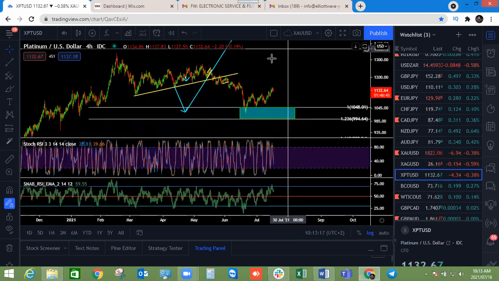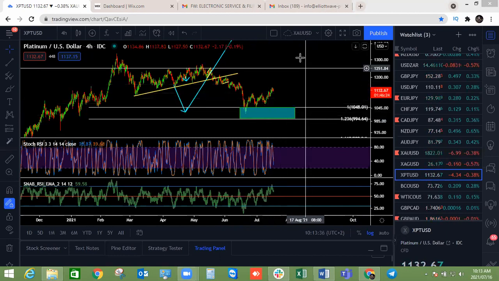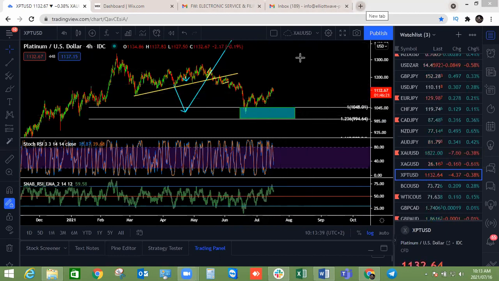Let's have a look at this indicators. We're still above 50, but it looks like we are going to see downside. Let's give it a bit more time. On gold, I will complete yellow intermediate degree wave 4. Yellow intermediate degree wave 4. Let's go to the structure.